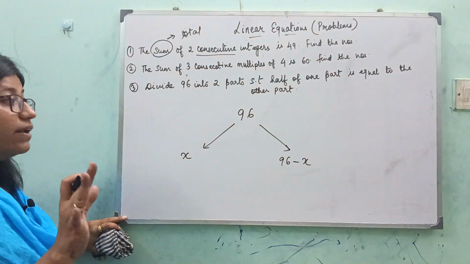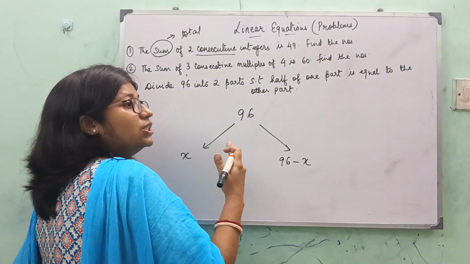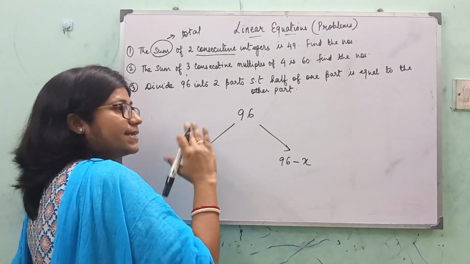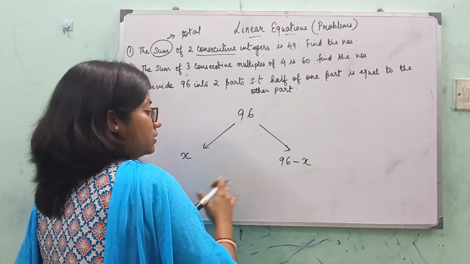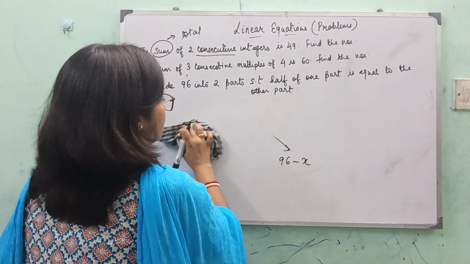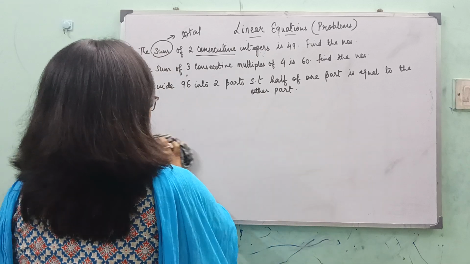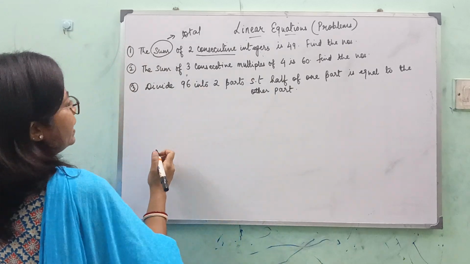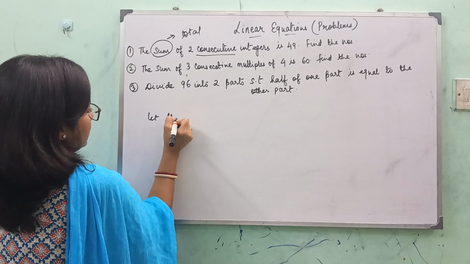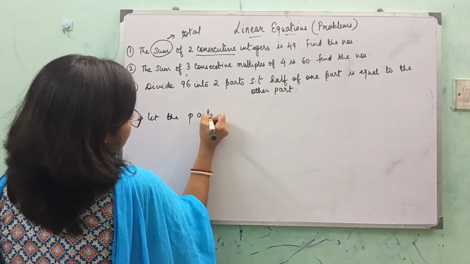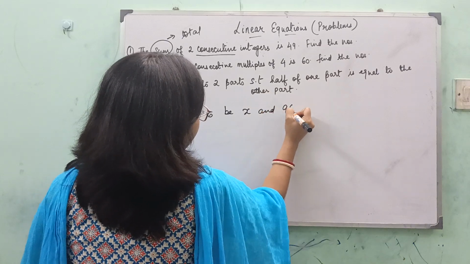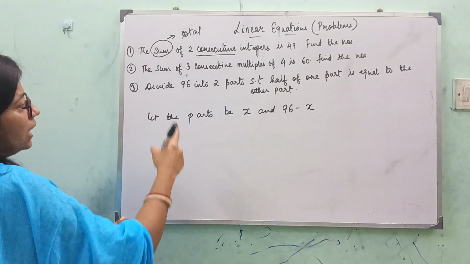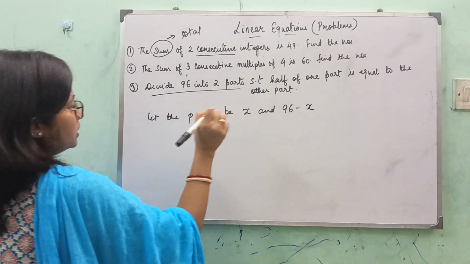This is clear. So whenever you are asked to divide certain things in two parts, if one of the parts you take as x, the other part will be the total minus the first part. Always remember this, because based on this we will do sums later on also. So divide 96 in two parts. Let the parts be x and 96 minus x.